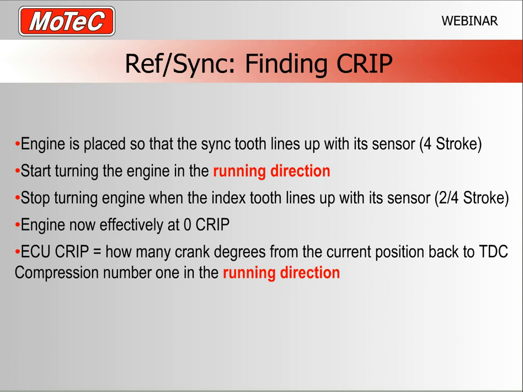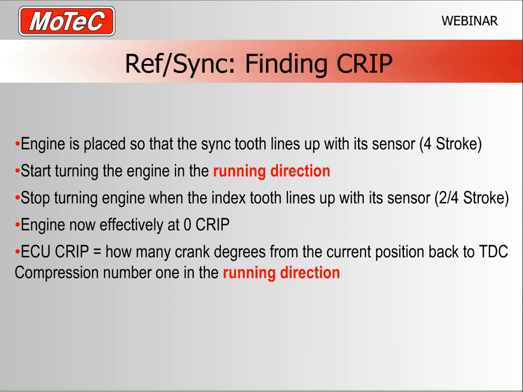What we want to do is go to the very next index tooth. So on our even tooth, it's the very next tooth on the crank. On the missing tooth, it's the very next missing tooth event. And on the additional tooth, it's the very next time we see the double tooth and then sort of one more ref tooth past that.